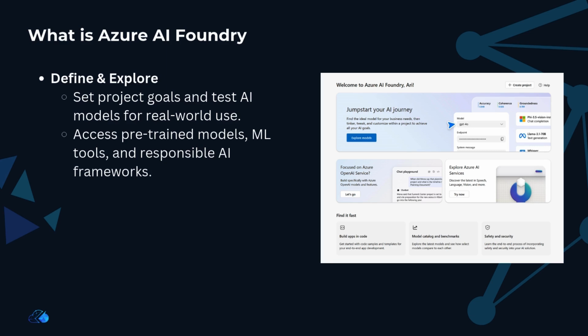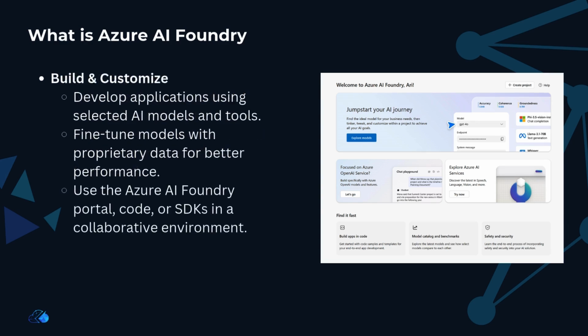Second one is build and customize. In this stage, you're actively building solutions and applications with the models, tools, and capabilities you select. You can also customize models to perform better for your use case by fine-tuning, grounding in your data, and more. Building and customizing might be something you choose to do in Azure AI Foundry portal or through code and the Azure AI Foundry SDKs. Either way, a project provides you with everything you need.